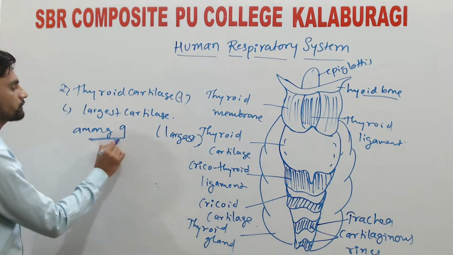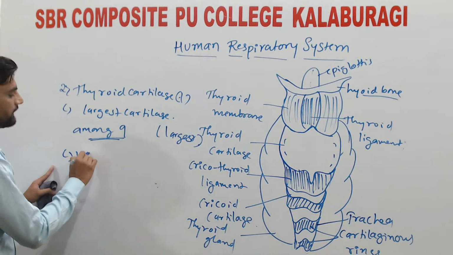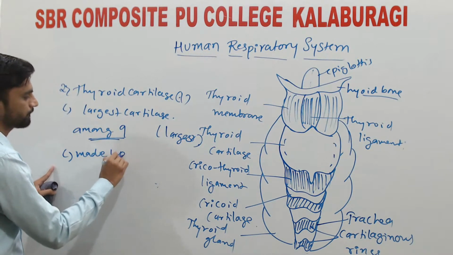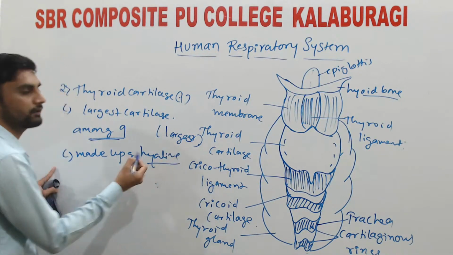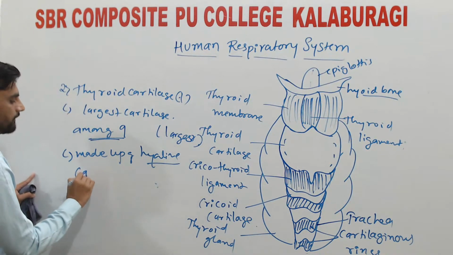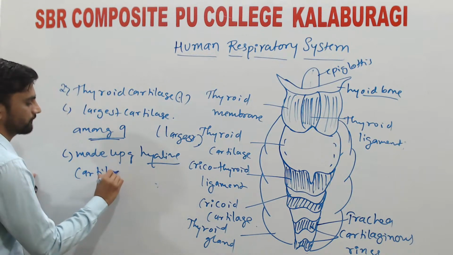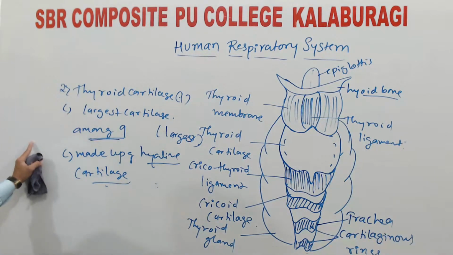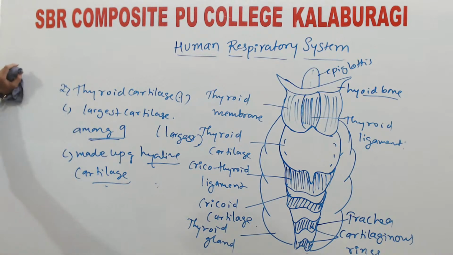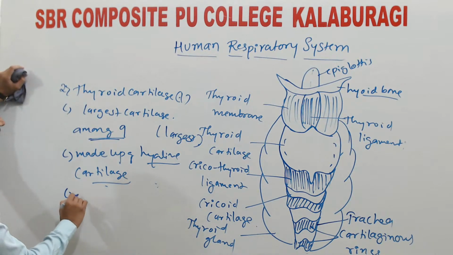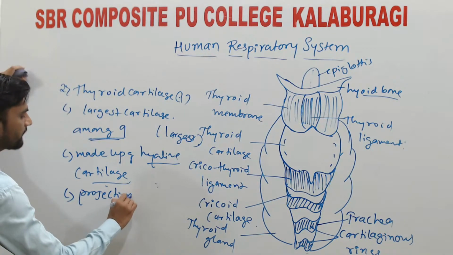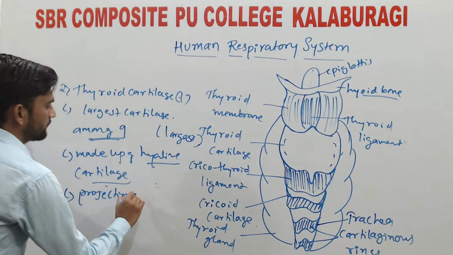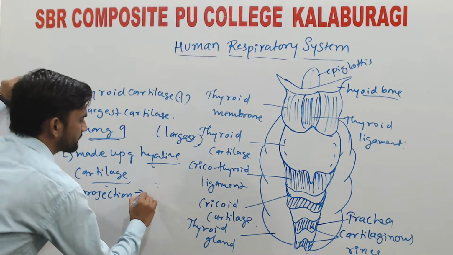This is the largest cartilage, and it is made up of hyaline cartilage. Underline this: made up of hyaline cartilage. This is the thyroid cartilage. And in the thyroid cartilage, you will find a projection, a prominence.